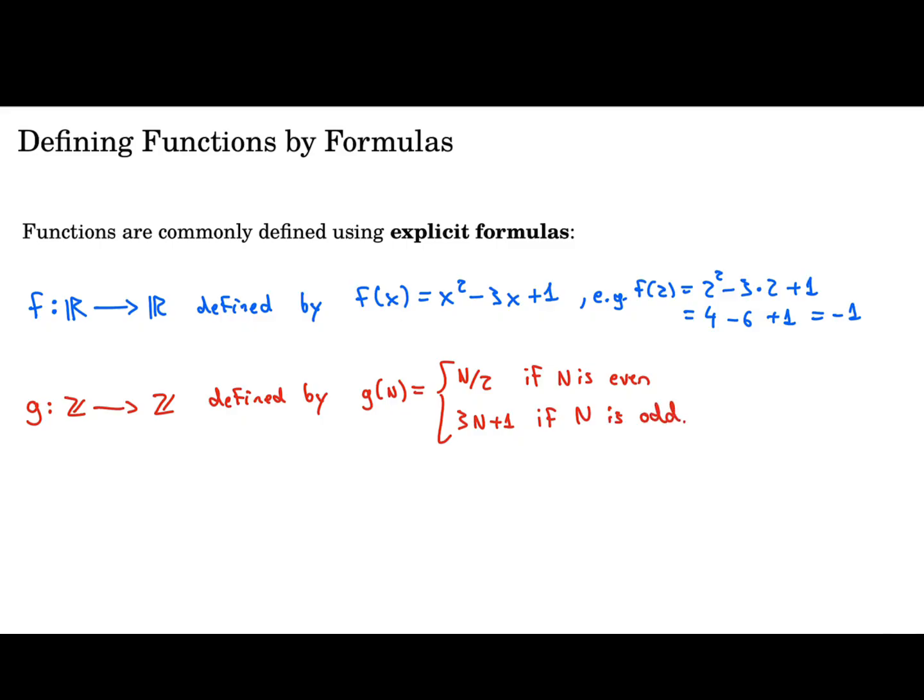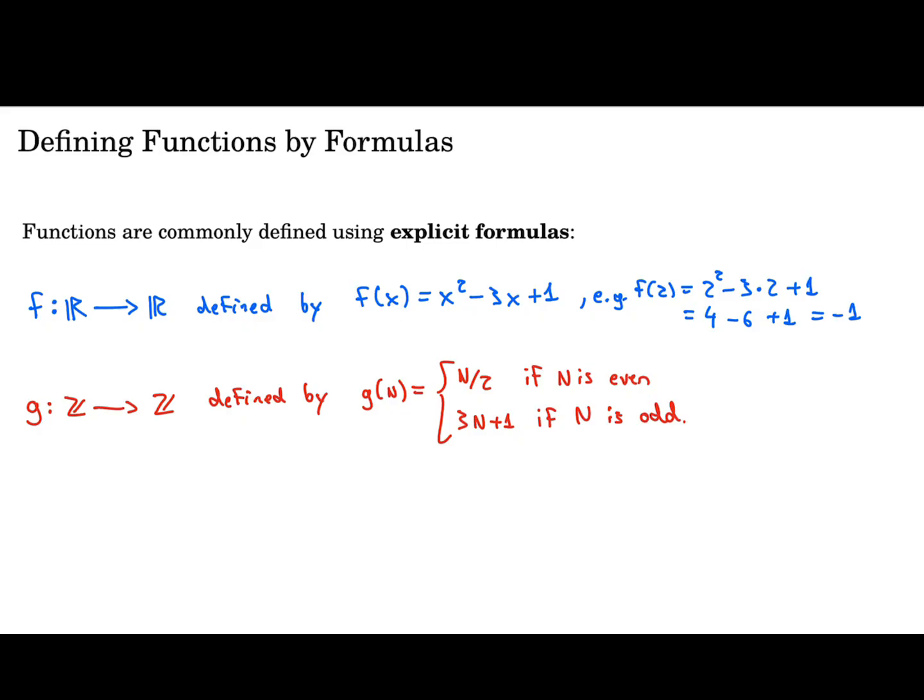So here the input has to be an integer, of course, and then the output also has to be an integer, so you need to be careful about this. Also, you need to be careful that every input has a unique output. What this is doing is saying that if the input is even, we divide it by 2, and if the input is odd, we multiply by 3 and add 1. This shouldn't be an issue because every input is going to be either even or odd and not both, so there's only going to be one output for every input.